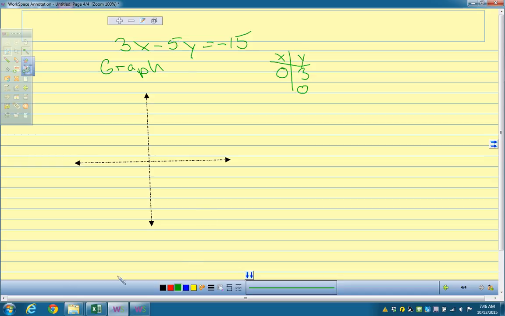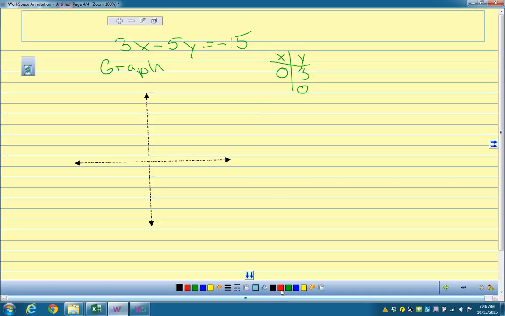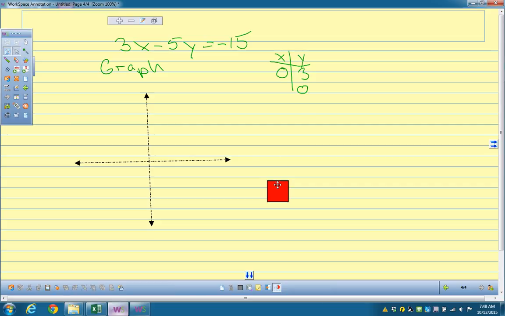Sometimes we call it the cover-up method. If I were to hide this, let's take a little polygon and fill it in. We'll make it a rectangle. Here's a little rectangle, and I'm going to cover up that. 5 times what number gives you negative 15? 3, right? So I have 0, 3.